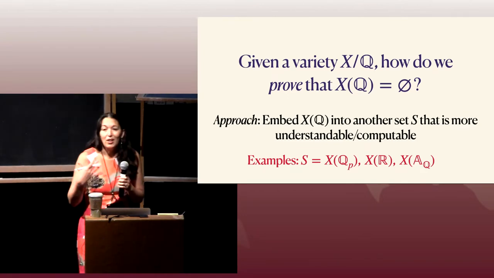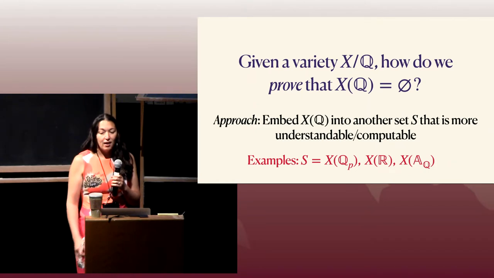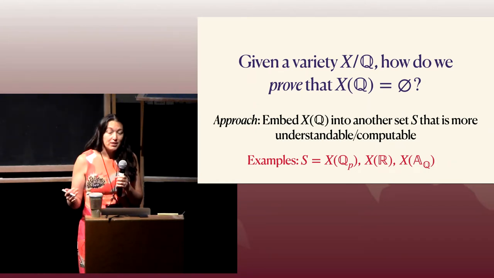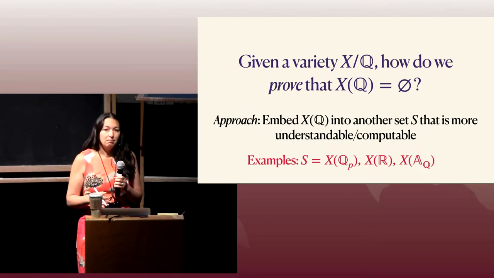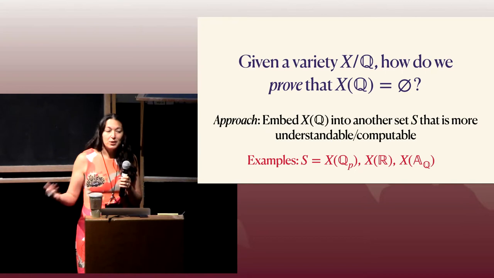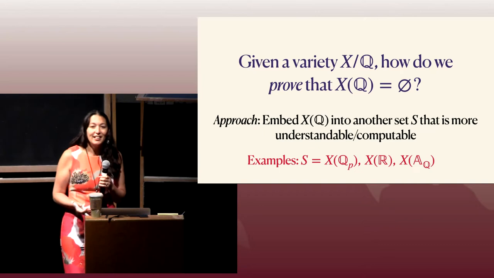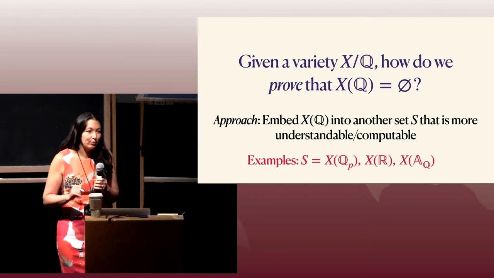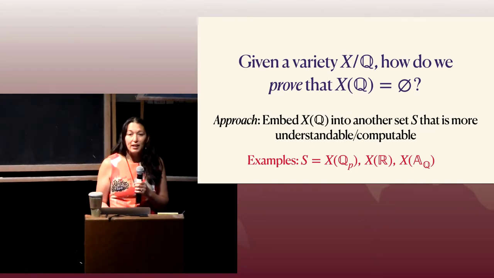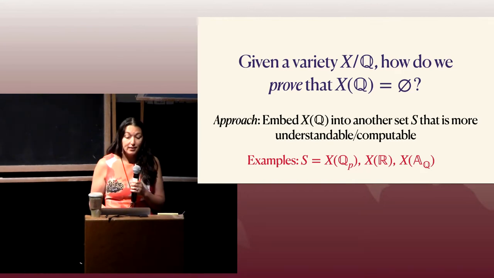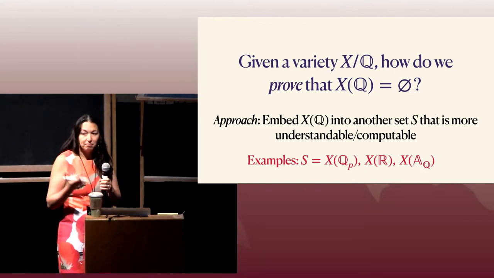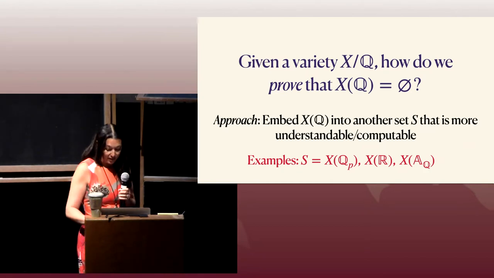Some of the first sets that you might take are the set of local points. So you first look if there's real points, right? If my equation is of the form x squared plus y squared plus 1 equals 0, I know that all squares are non-negative, and so I can just give up and go home already. You can do the same thing by looking at p-adic fields, and you can package all of those local conditions together into the set of étale points. So these are some first natural sets S that you might take.